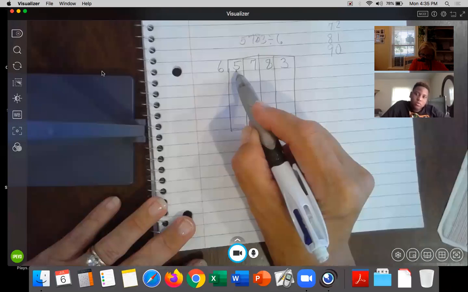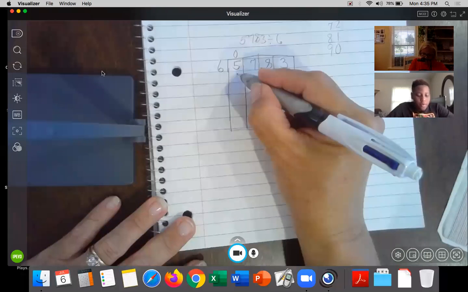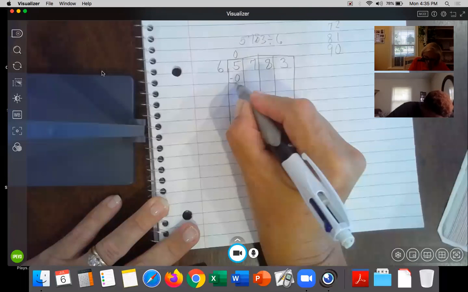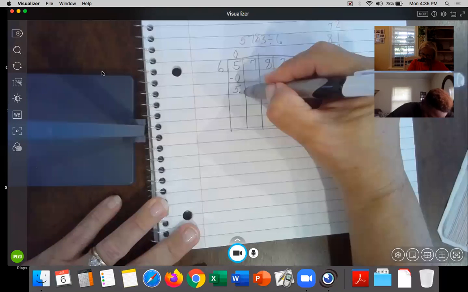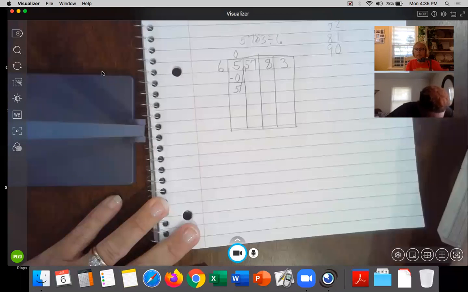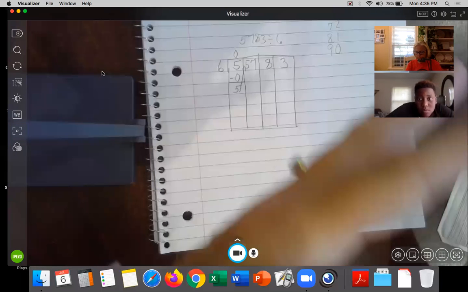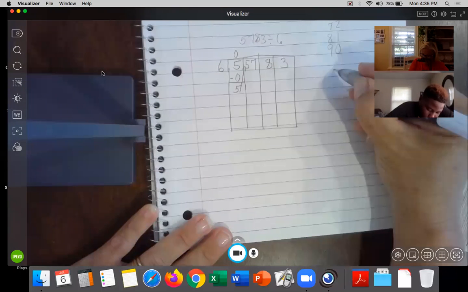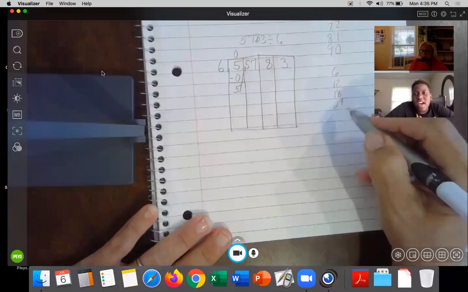It goes 0 times. 0 times 6 is 0. I'm going to subtract, and I get 5. I'm going to take that 5 up to the next column, and now this is 57. I'm going to do my multiples of 6. 6, 12, 18, 24.